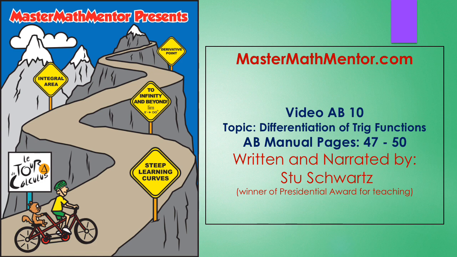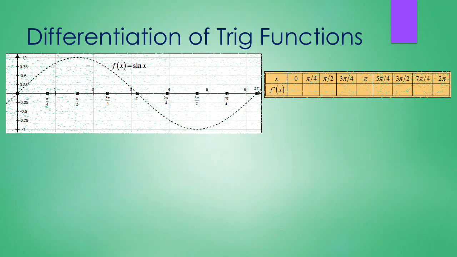This is video AB10. Topic is differentiation of trig functions. It covers the AB manual, pages 47 through 50. Stop the video after listening to these instructions.